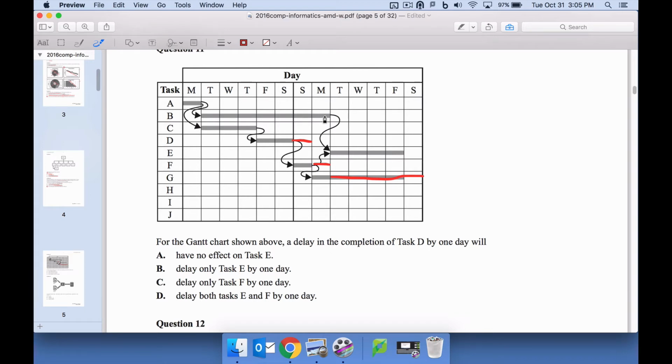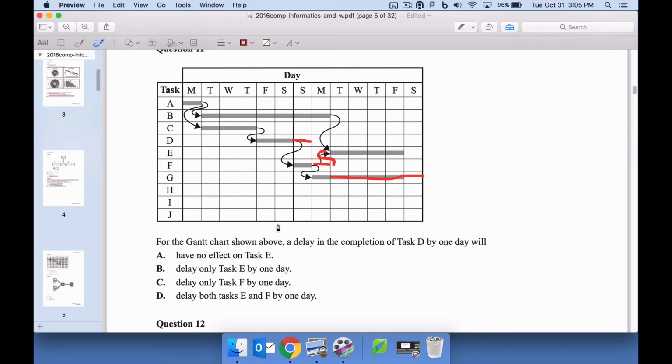Well, let's start with B. So it can't start until B is finished. So there's no effect on B, which means there's no effect here on E. But F has changed, and E can't start until F is completed either. But we can see here that even if F is pushed to Monday, E still starts on Tuesday. So there's no change here. So that arrow goes like that, from there to there.